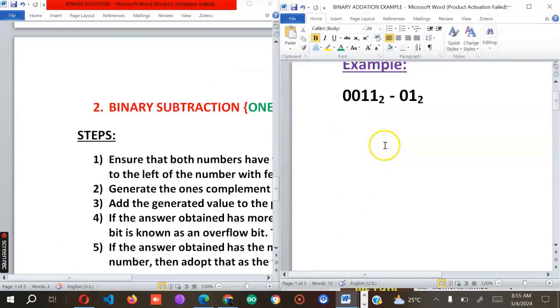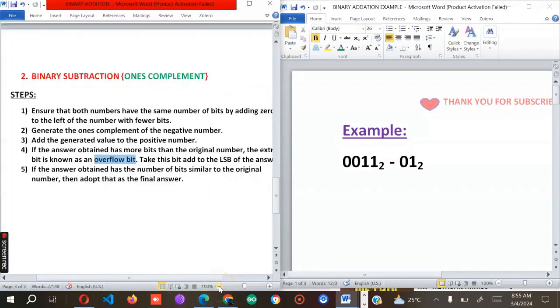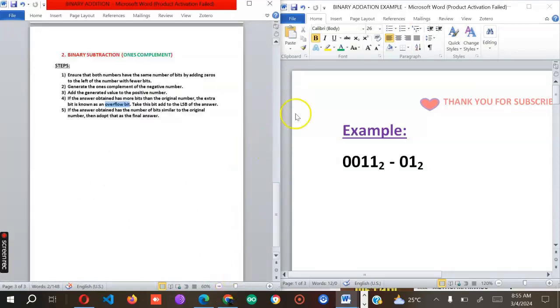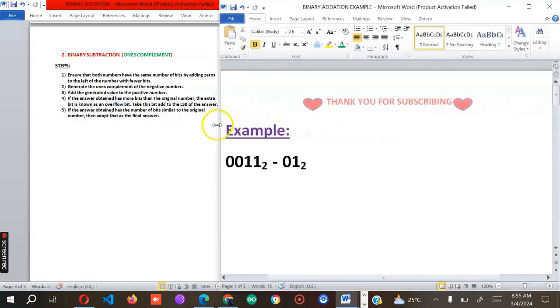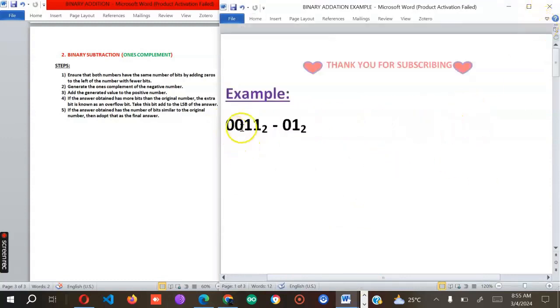Okay, so for our first example, let me minimize this so that we can have a better view. I think that's better. For this one, I will drag it up to that point. So for this particular case, we have 0, 0, 1, 1. We need to remember the rules. The rule for this one is that you need to first ensure that both numbers have a similar number of bits.